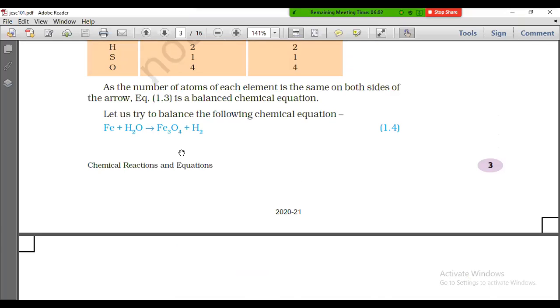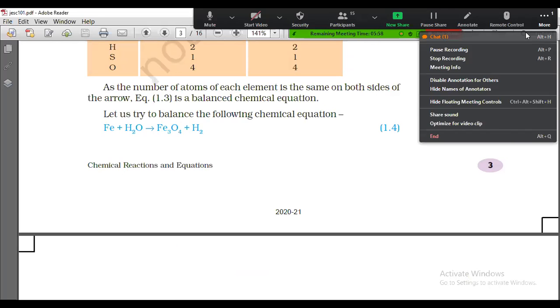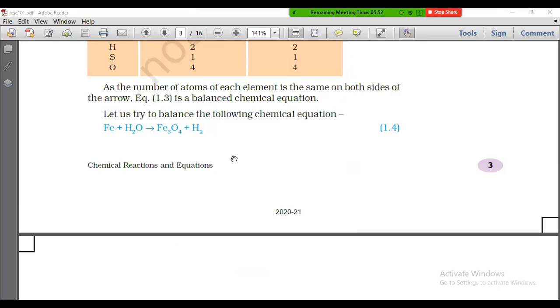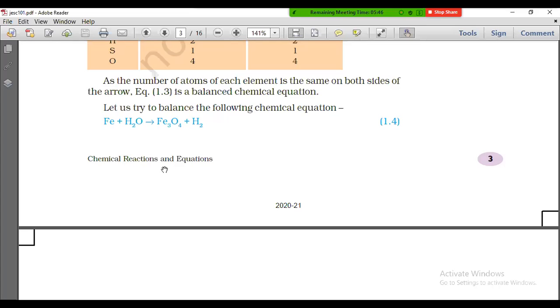Anyone? H2O in this equation will be in which form? Liquid or gas form? Water vapor. Yes, and water vapors are what? They are gas form. Very good. You don't need liquid here. You just need vapors of it.